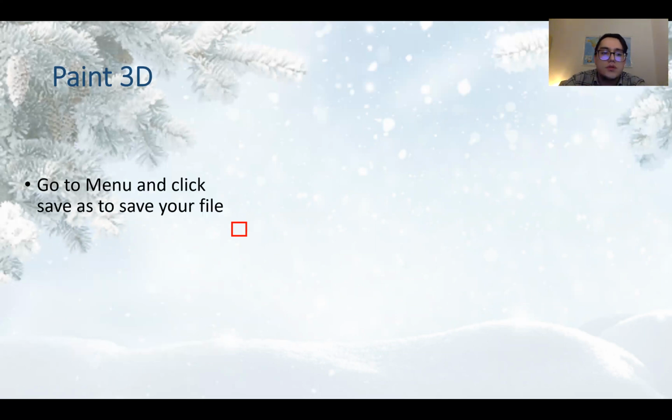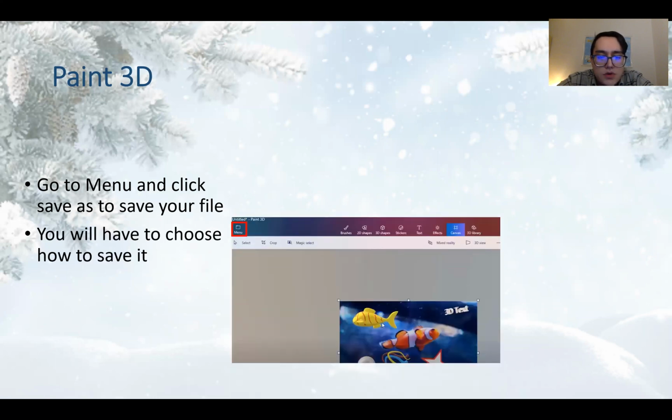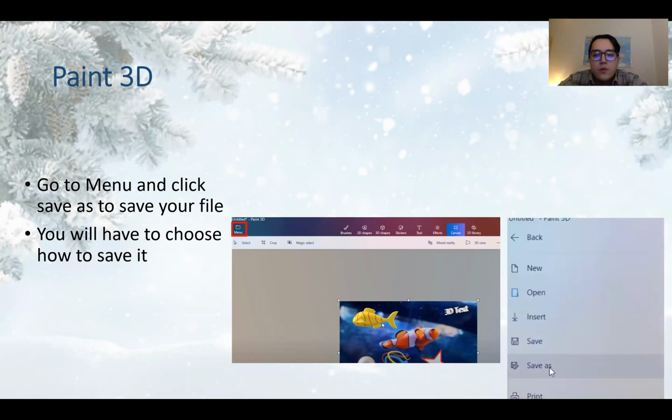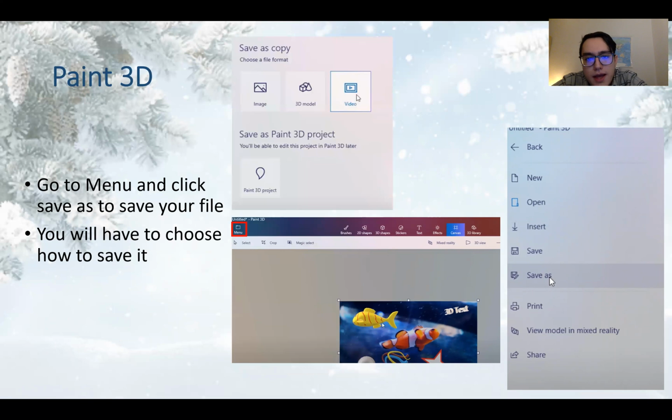Go to menu and click save as to save your file. So you will have to choose how to save it. Once you click menu, you can choose save as, and you can choose save as a copy, image, 3D model, or video. Or the best option is save as 3D project, which is a Paint3D project.